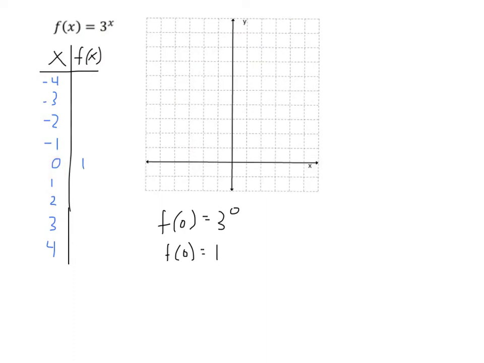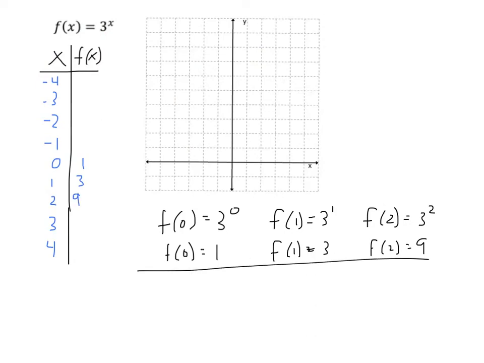Let's continue. Let's see what happens when I input +1. When I input 1, I'm going to get 3 to the 1st, which would be 3. So my input is 1, my output's 3. Let me do one more positive exponent. Let's see what happens when I input 2. I'm going to get 3 to the 2nd power, so f of 2 would be 9.